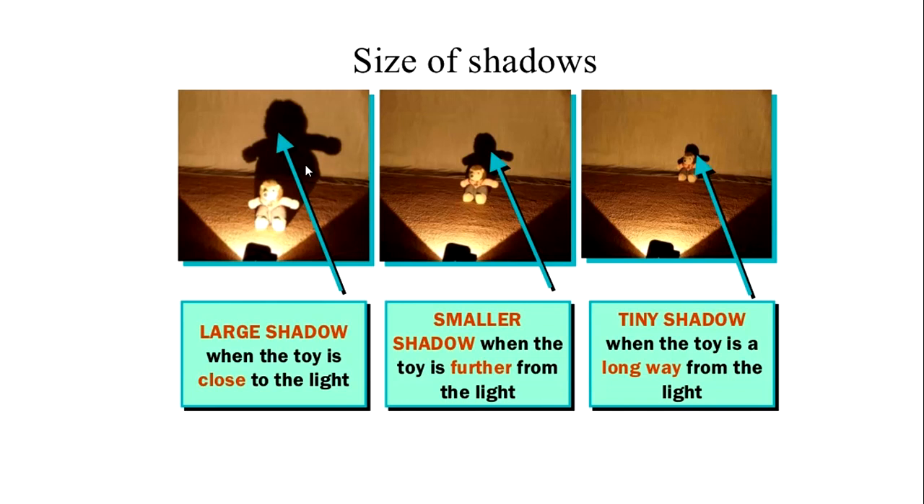So shadows depend on the angle and the distance between a light source and the object, and between the object and the place where the shadow is cast. So these three things are bound together with each other. It depends on the angle at which the light is hitting, the distance between the light source and the object, and the distance between the object and the place where the shadow is cast, for example the wall.